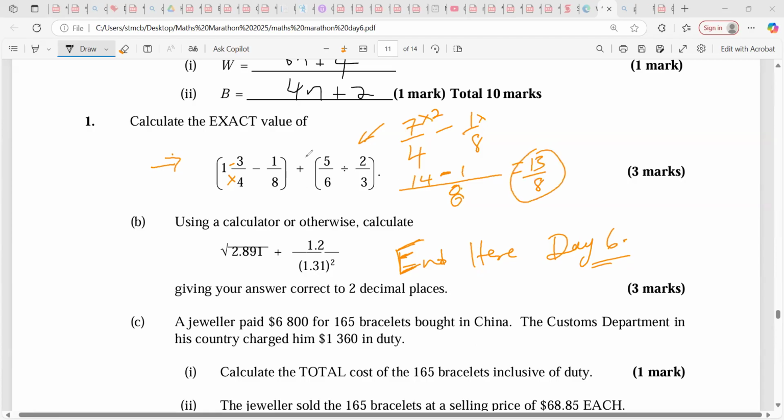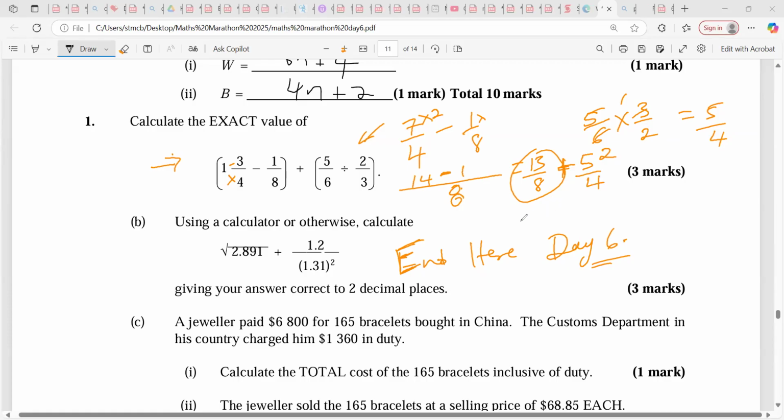Now the second bracket. Bear in mind that we are supposed to do division first, right? So we have 5 over 6 divided by 2/3. We're supposed to change it to multiplication and reciprocate. 3 into this, 1, 3 into this, 2. So this will go to 5 over 2 twos 4, 5 over 4.